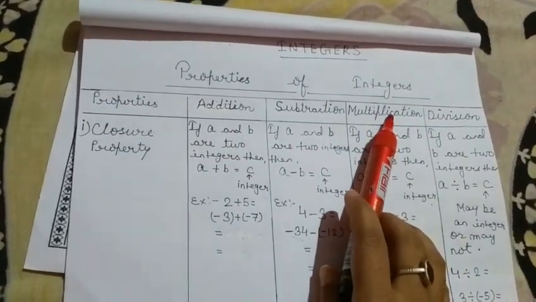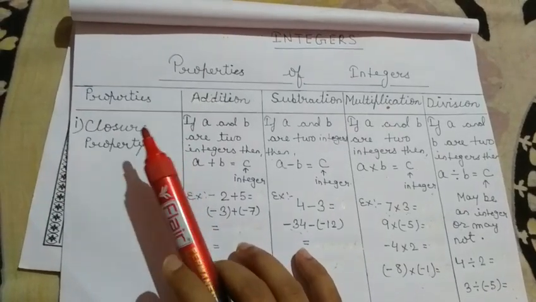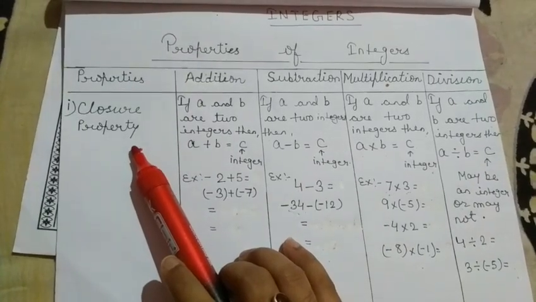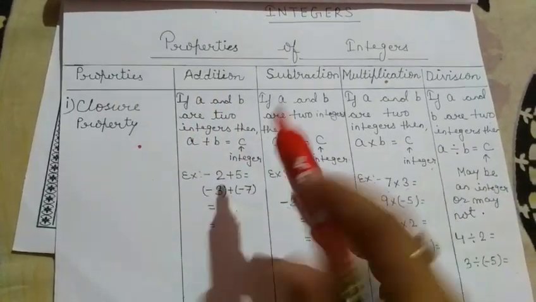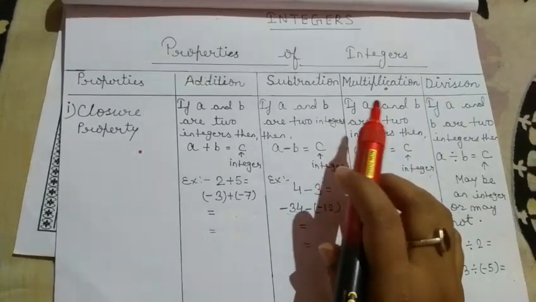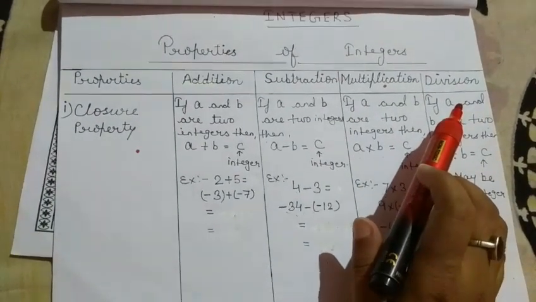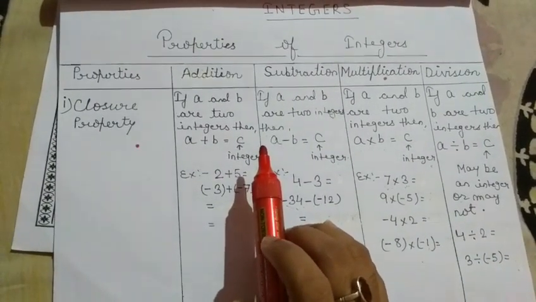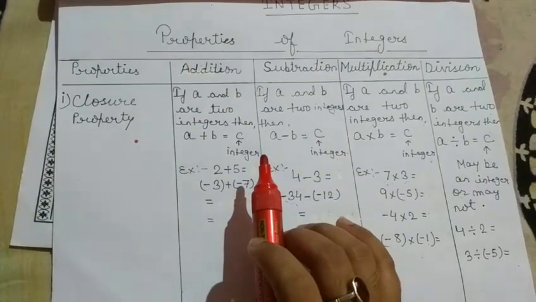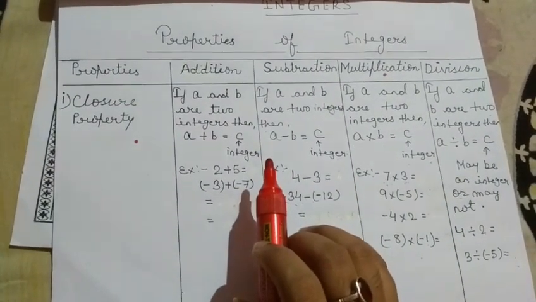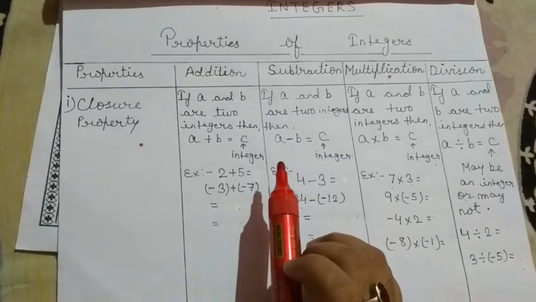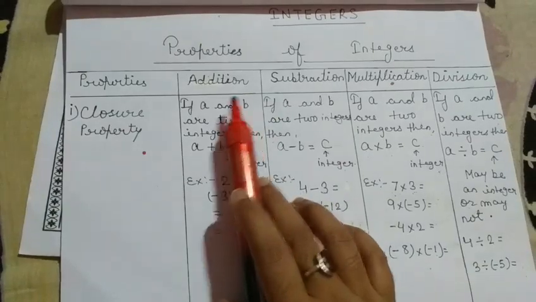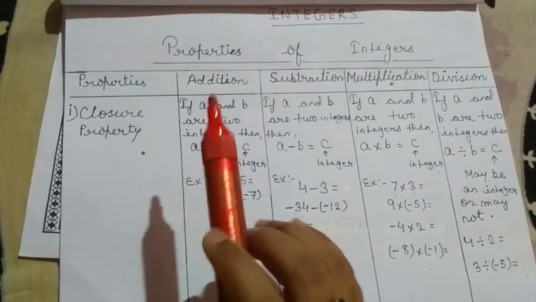Properties of integers. First property name is closure property. We will see in this session whether addition, subtraction, multiplication and division will follow closure property or not. Okay, so please listen carefully, pay attention here and try to understand. So first we will check addition will follow closure property or not.